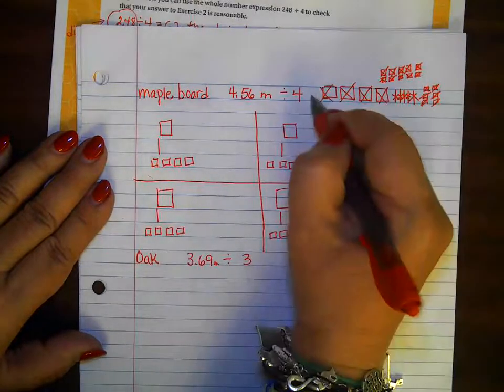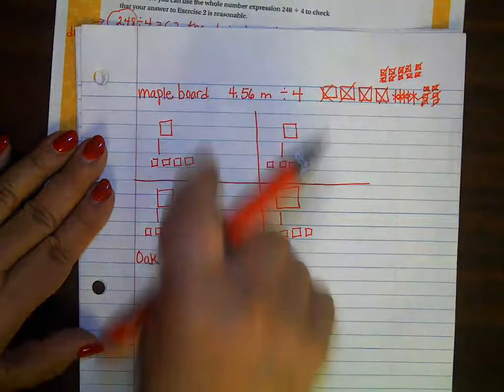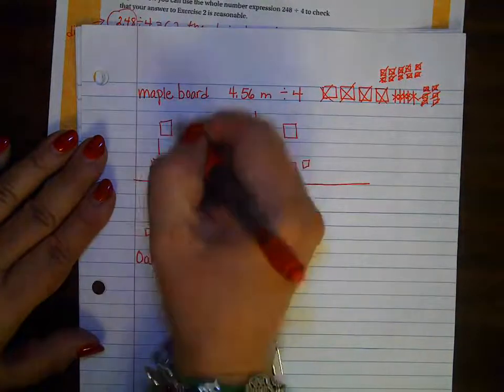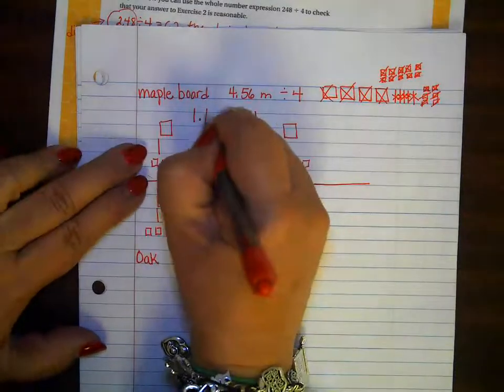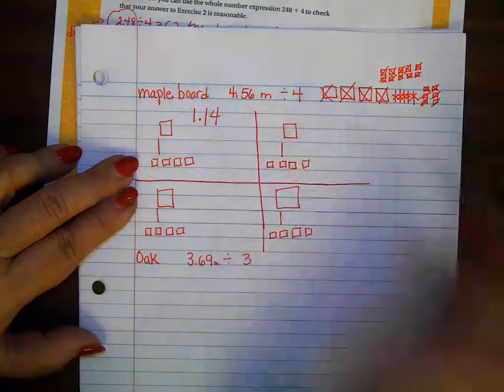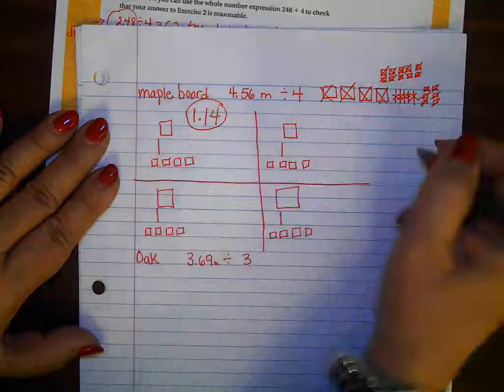So what does this equal? I'm going to look at the quotient in here because I had 4 groups and I was able to separate those equally. So this is going to be 1 and 1 tenth, 1, 2, 3, 4 hundredths, 1 and 14 hundredths. So that's what the quotient is.